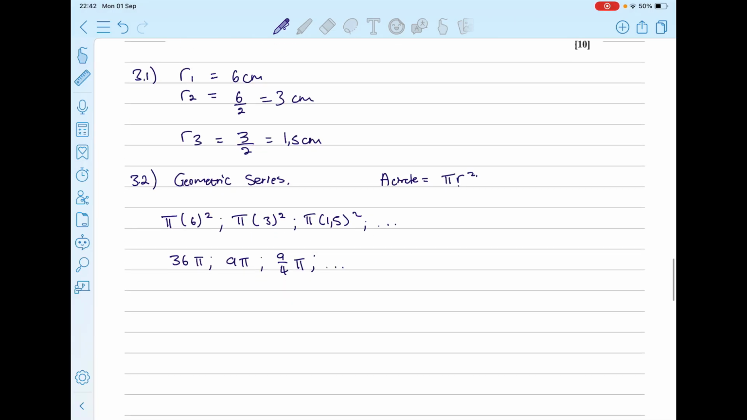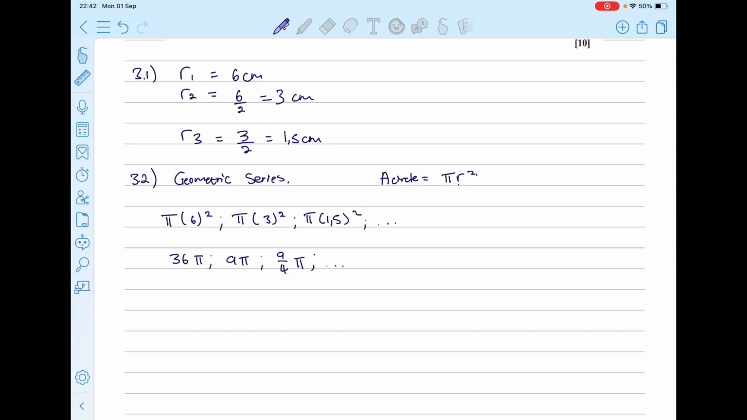Now that we have created our sequence, which we're going to use to produce the series, let us get the key things that we need. We need r. So r will be equal to Tn over Tn minus 1. We can use T2 and T1. For us, that would be 9 pi over 36 pi. And that should be 1 over 4.